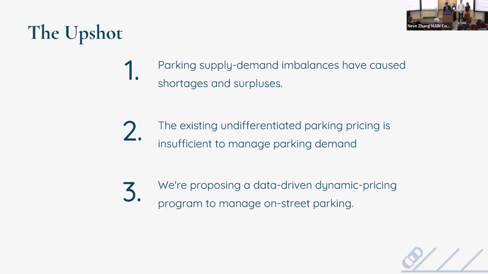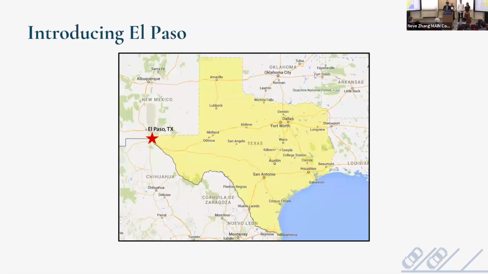Here's the upshot. Parking supply and demand imbalances have caused shortages and surpluses in on-street parking across the city of El Paso. We identified that the existing undifferentiated parking pricing policy is insufficient to manage this demand. Therefore, we're here to propose a dynamic, data-driven pricing parking model to manage on-street parking in the city. So first, let's talk a little bit about El Paso.